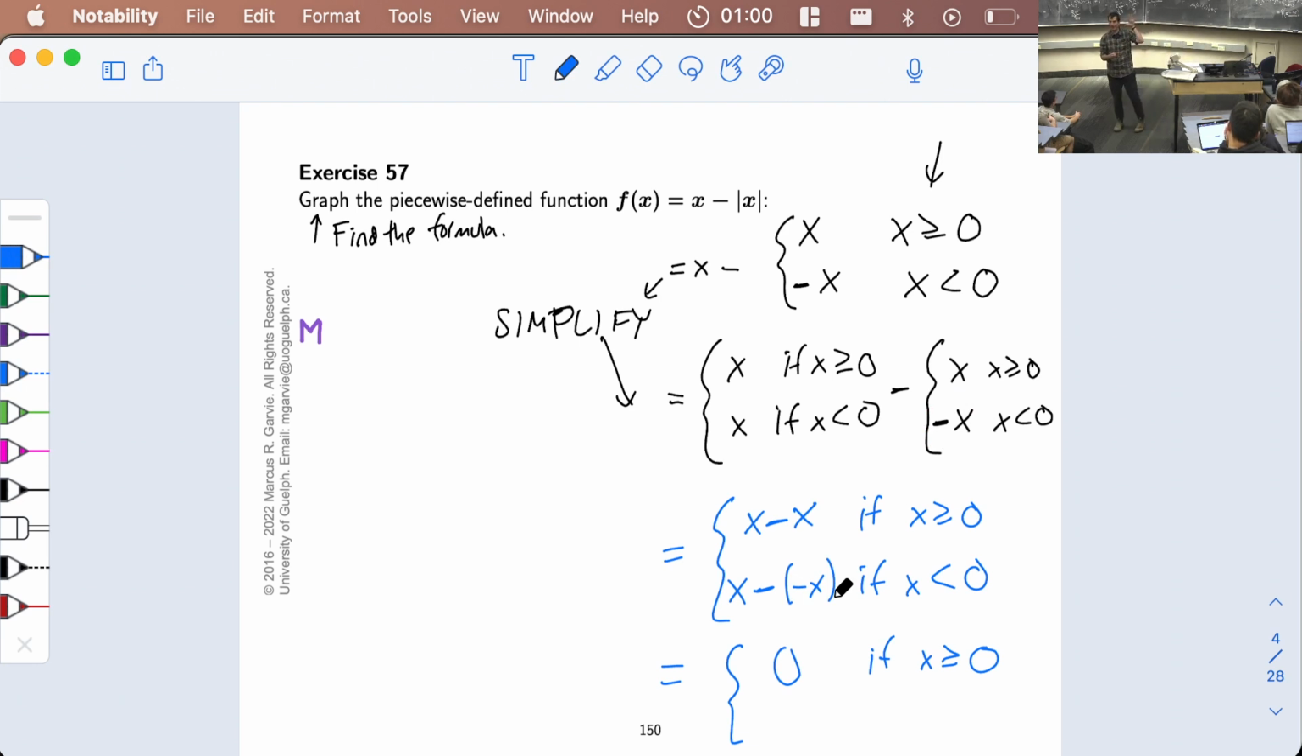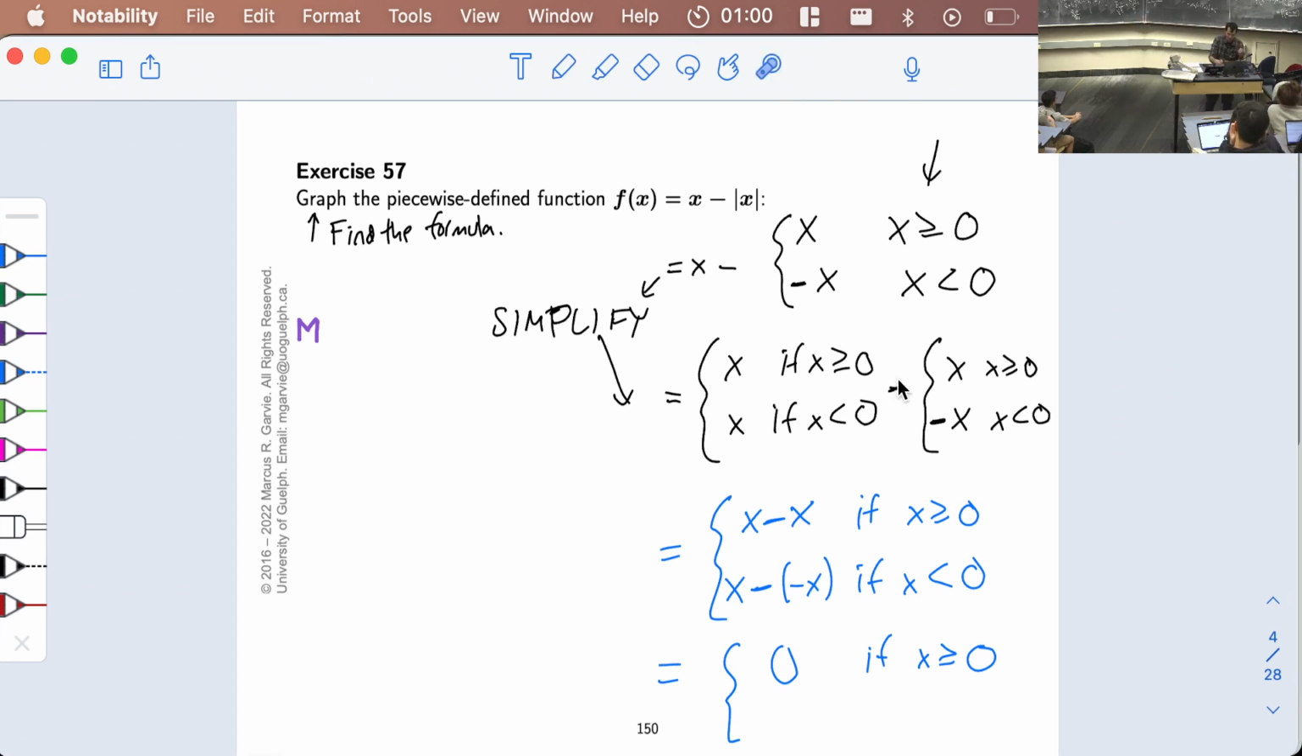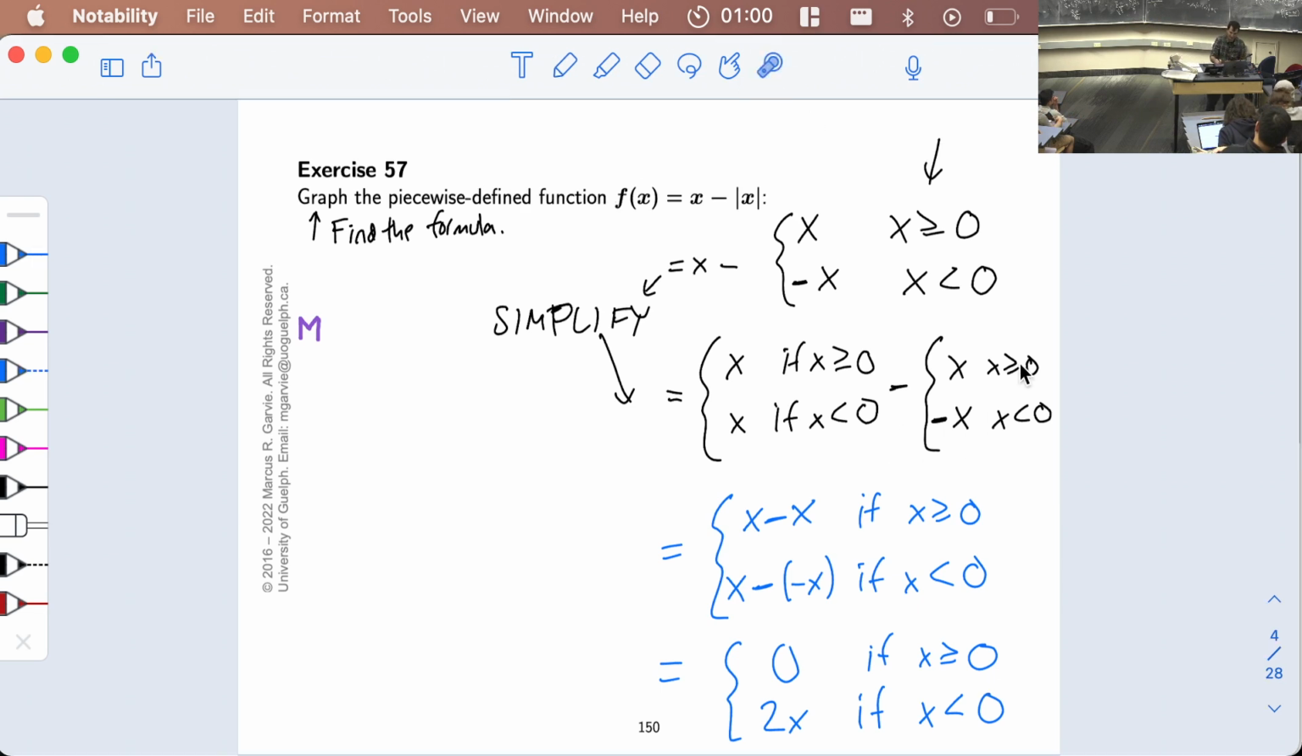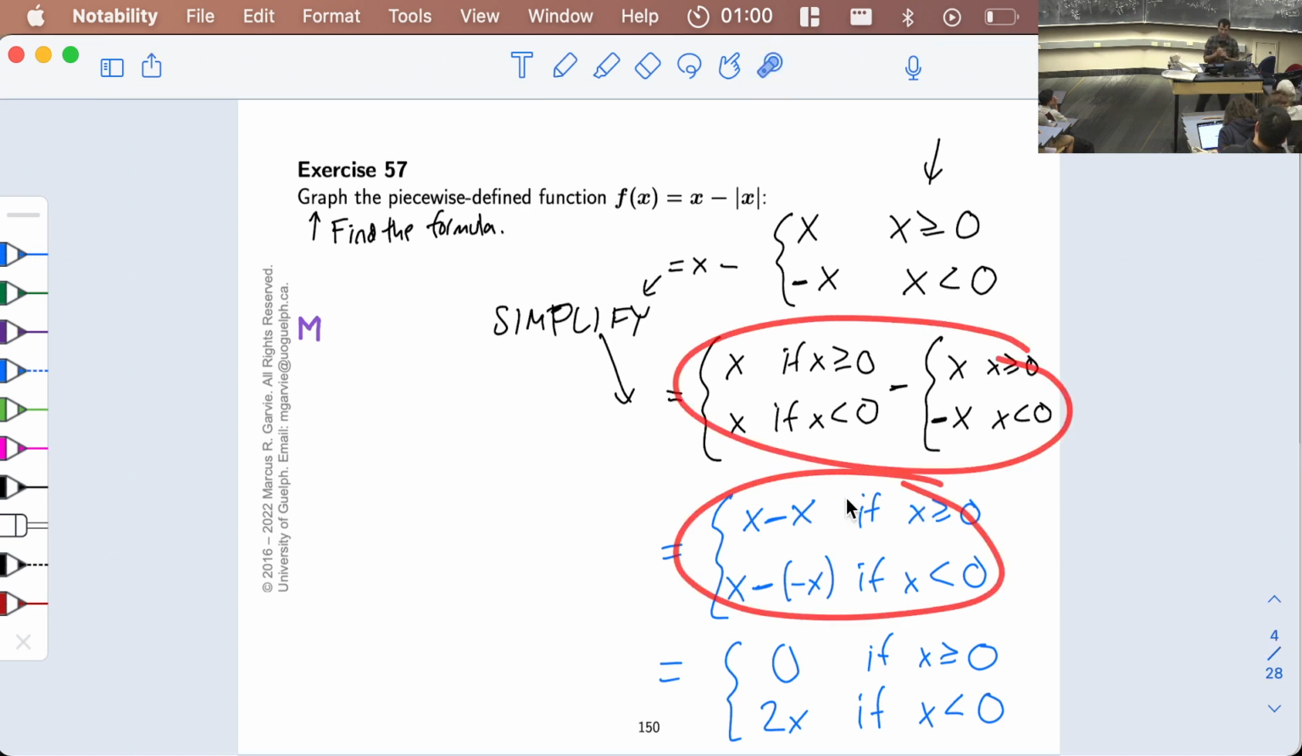So a lot of people wrote like half of that. You were probably missing some of the terms. The key thing to watch out for is minus x, and minus a minus is a plus. So it's 2x if x is less than 0. That is the final answer: 0 if x is bigger than 0, 2x if x is less than 0. And we're going to draw it in a second. But is the algebra making sense now? You see how to combine the things?